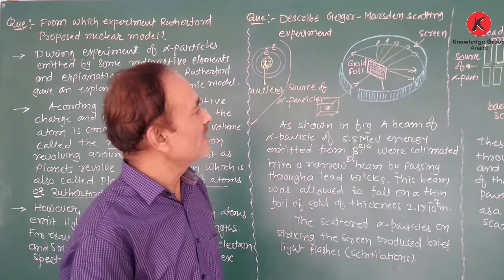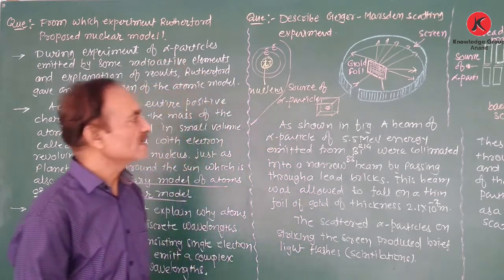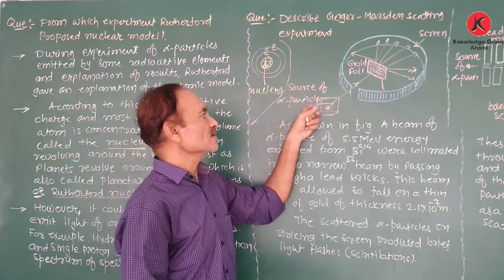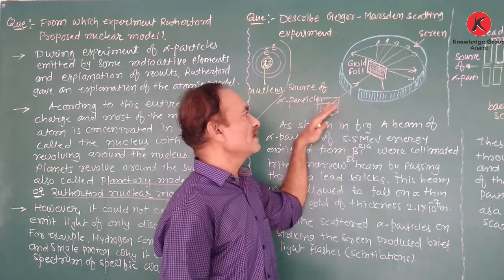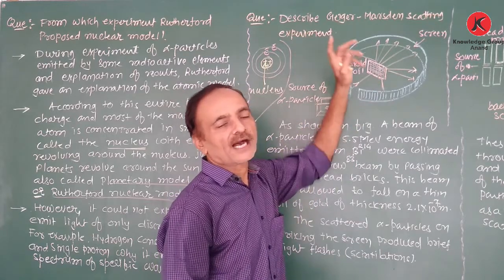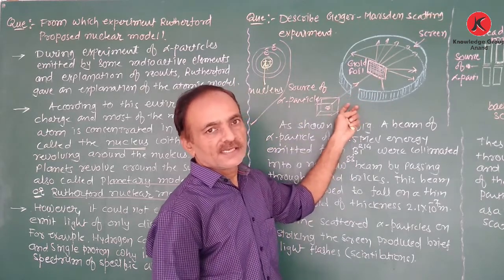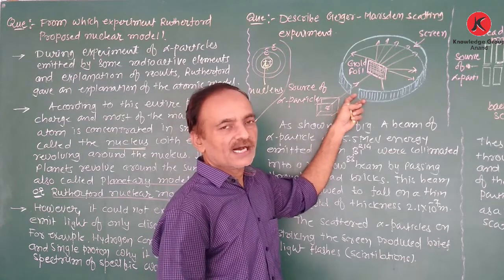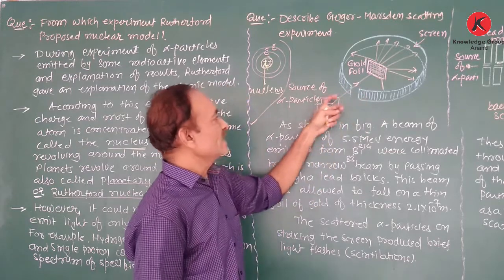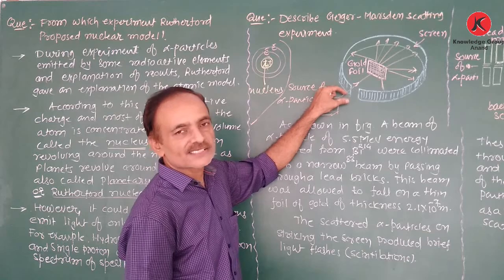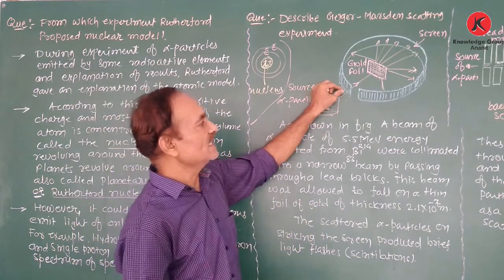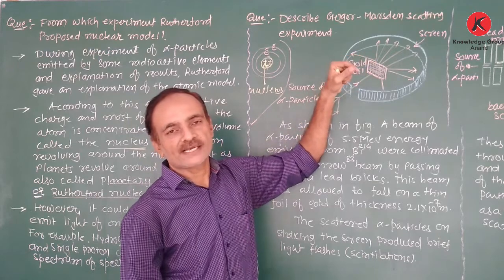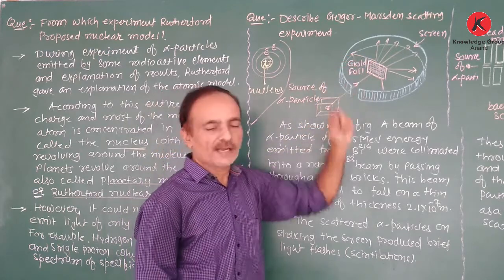So there is the Geiger-Marsden experiment. Again, it's shown in the figure: the source of alpha particles, and here the gold foil. The source of alpha particles produces a beam of alpha particles. The alpha particles emitted by the source must pass through the lead bricks. As a result, a narrow beam of alpha particles is obtained.